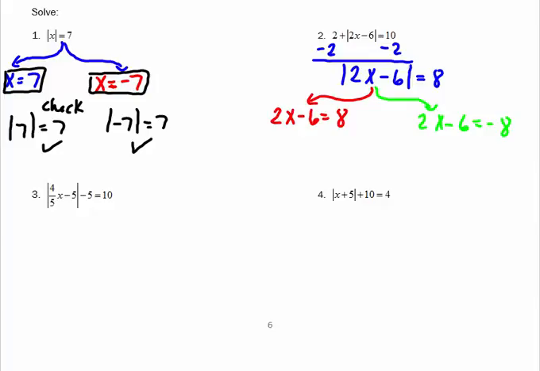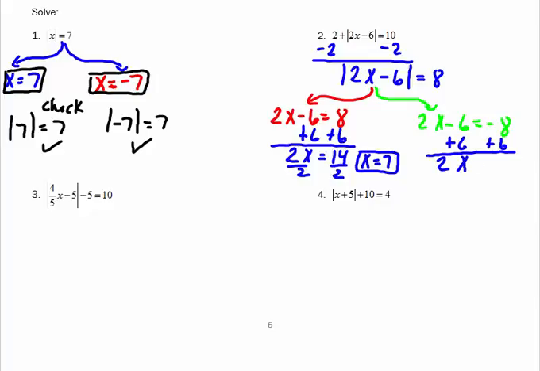So for the first one, I will add 6 over to the other side. So I get 2x equaling 14. I'll divide by 2. So x is going to equal 7. On the other side, I'm going to add the 6. And I'll get 2x equaling a negative 2. I'll divide by 2. So x is going to equal negative 1. We're going to check to make sure both of these satisfy the absolute value equation. I will check x equaling negative 1. You'll need to check x equaling 7.